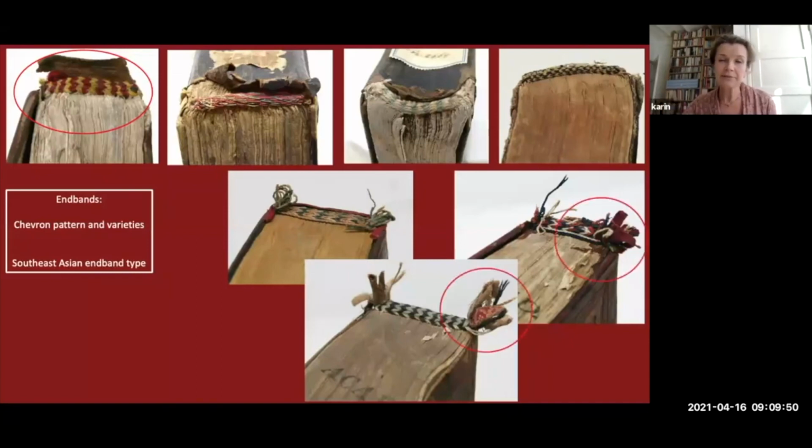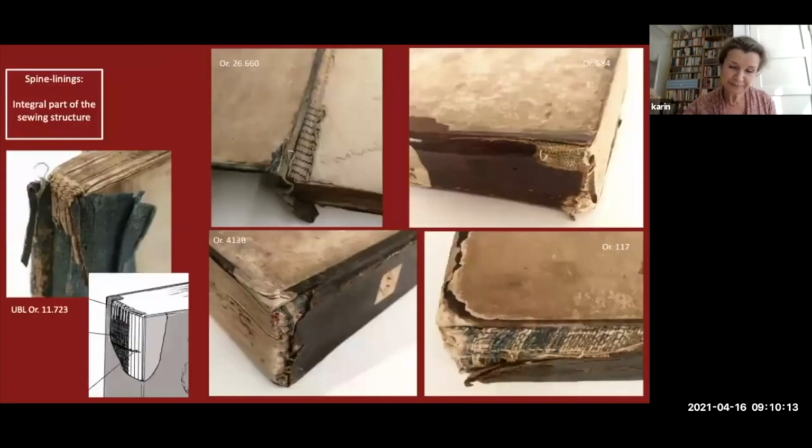Typical Southeast Asian varieties are very interesting when we are looking at textiles. Here you can see that the leather core is very often replaced with a few strips of cloth. And although these fragments are very small and perhaps not useful to study the textiles themselves, they do display a variety of textiles that were available.